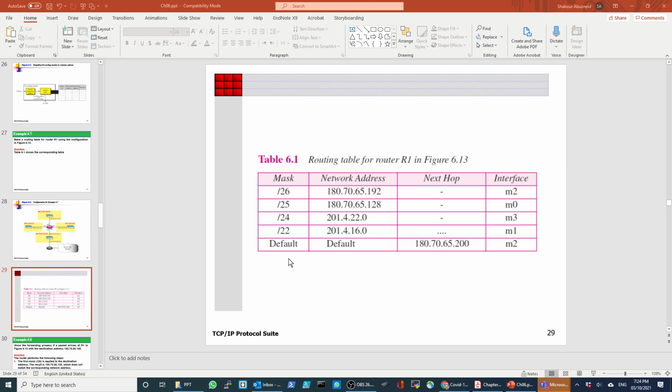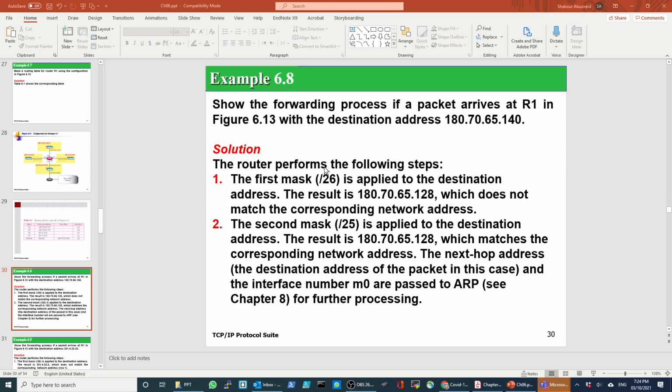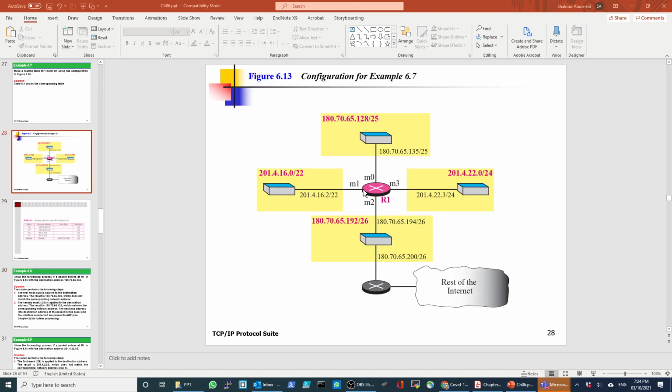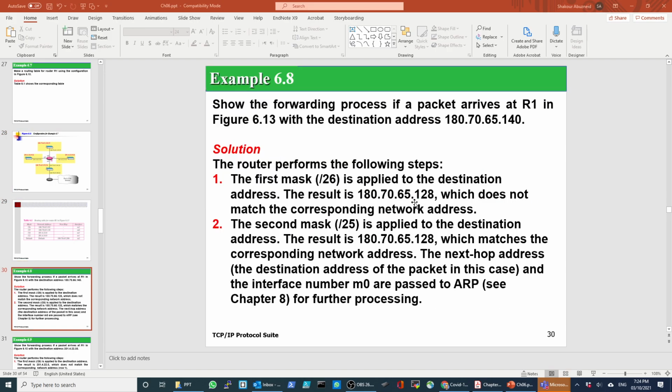Okay. So let's take an example in here. Show the forwarding process if the packet arrives at R1. Where is R1? R1 is in here. The packet arrived to R1 in that figure with a destination address. The destination address is what? Here. That's the destination address.